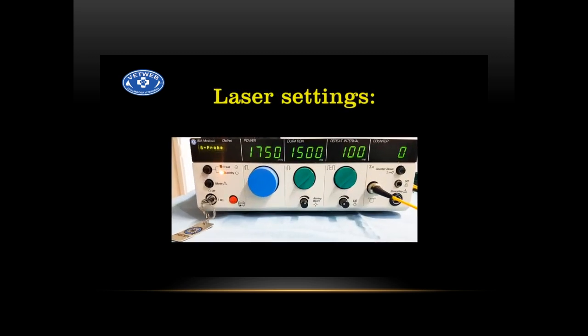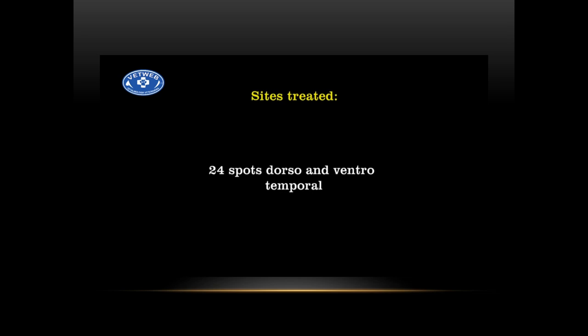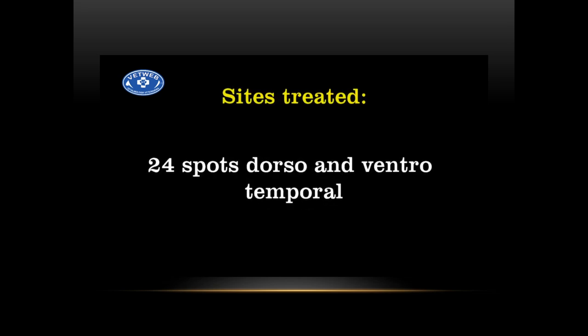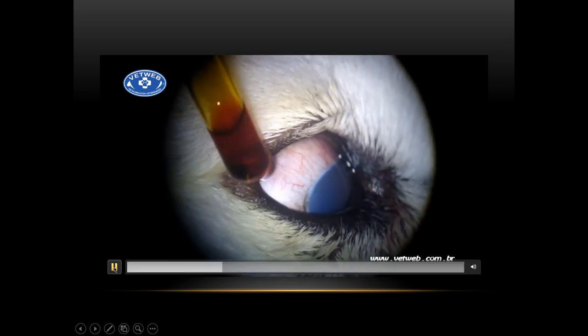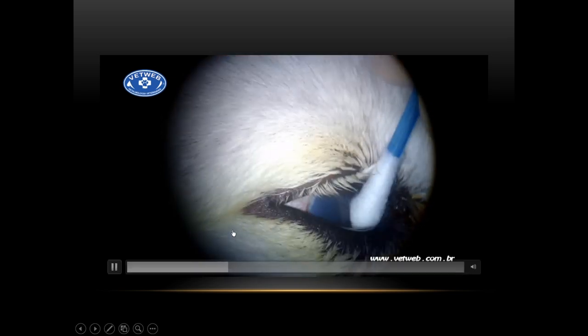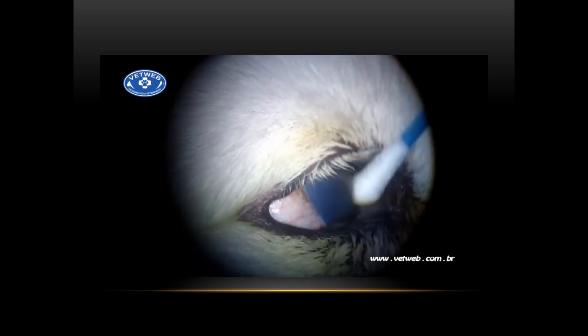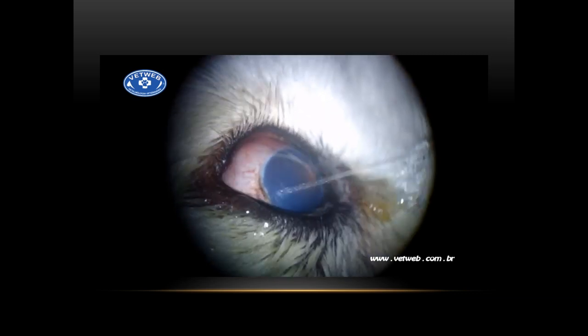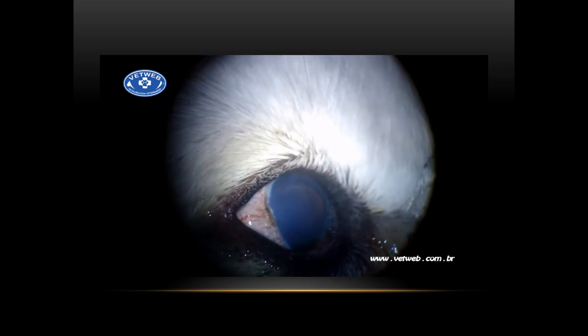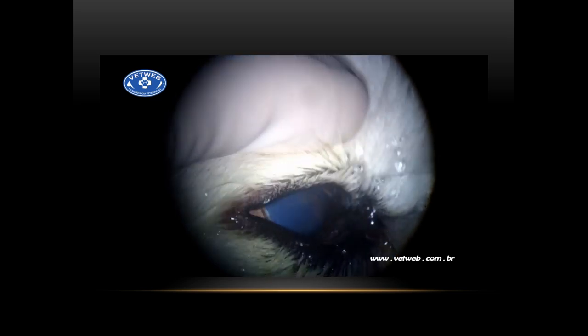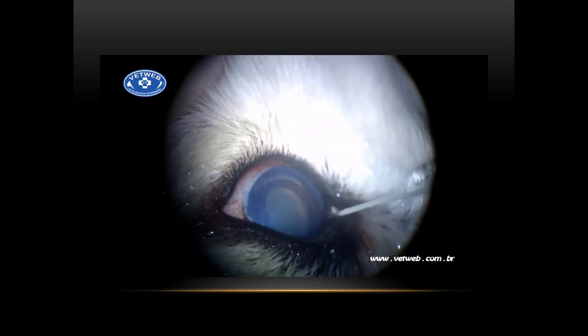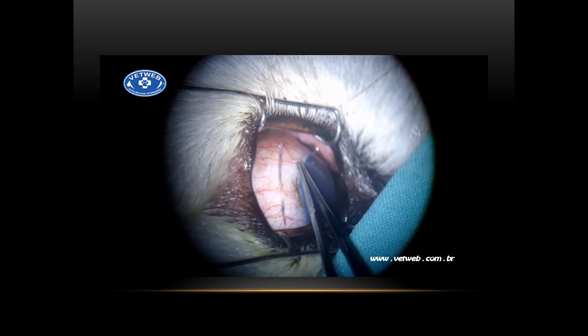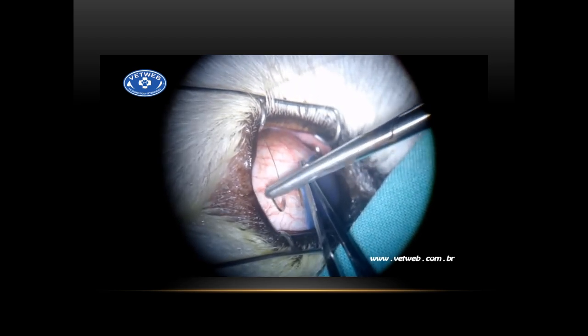So this is the laser that we use for the procedure. And usually you treat 24 spots. So this is the ocular disinfection. See that the eye is a little bit buphthalmic already. So this is another case, just to show you guys the technique, okay? This is not the case that I'm presenting to you. I'm showing this video of another case just to show the technique.